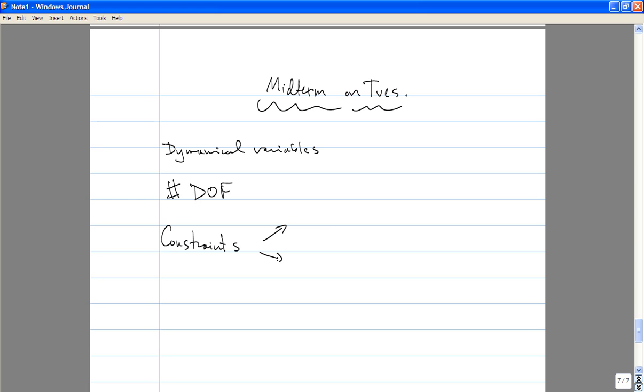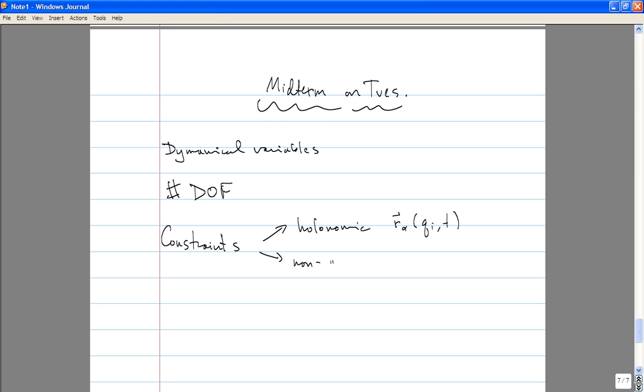There were holonomic constraints, which were constraints where one could write the positions of the various parts of the system in terms of the dynamical variables. And then there were non-holonomic constraints, where typically the number of degrees of freedom was allowed to depend on time.